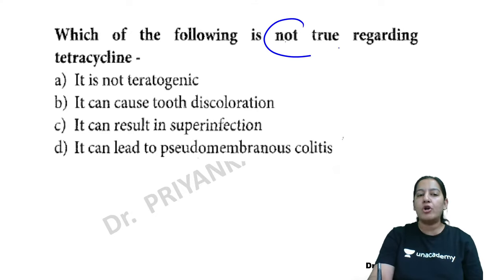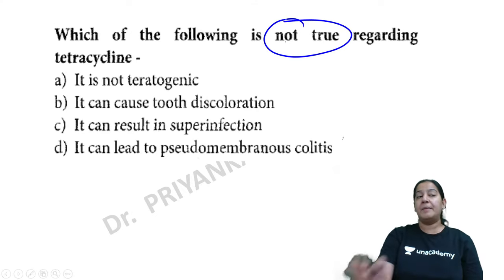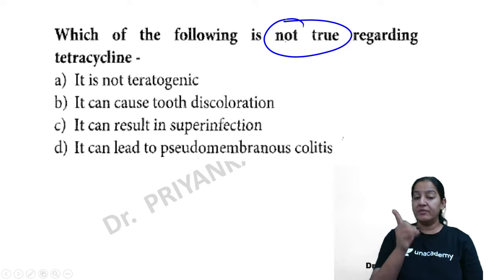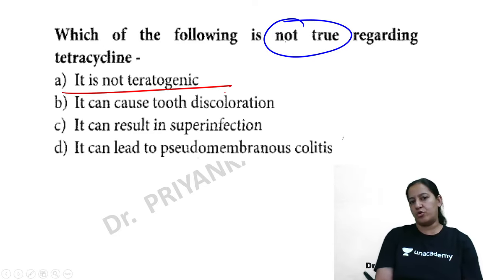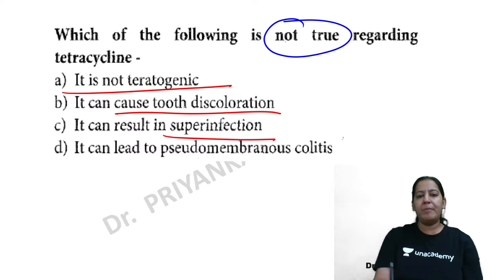Which of the following is not true regarding tetracycline? Tell me not true. I'm asking not true. So which is false? It is not teratogenic. Is it true or not true? It causes tooth discoloration. Is it true or not true? It causes super infection. Is it true or not true? It leads to pseudomembranous colitis. Is it true or not true?